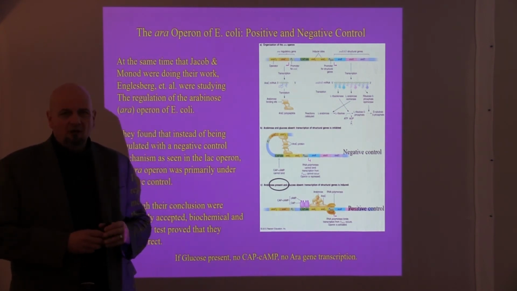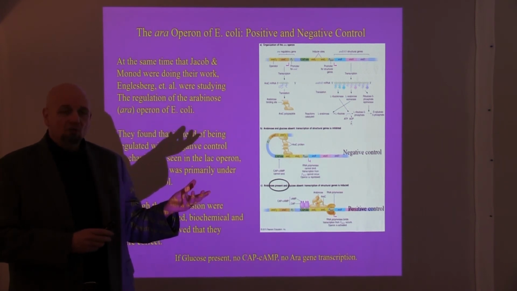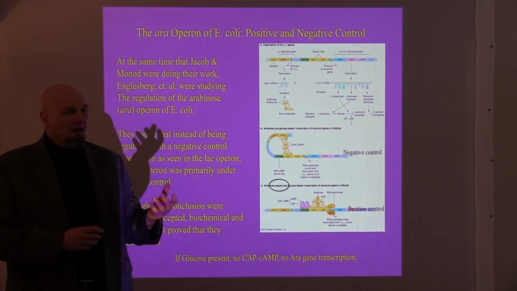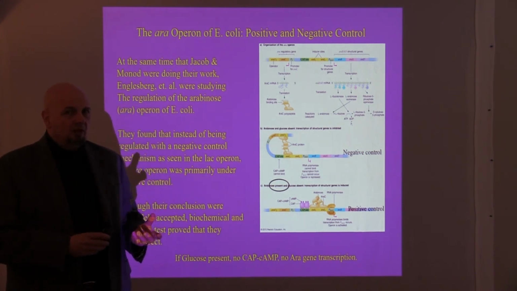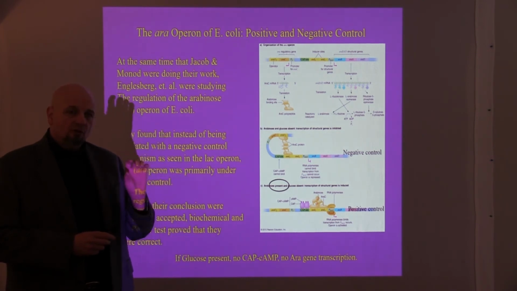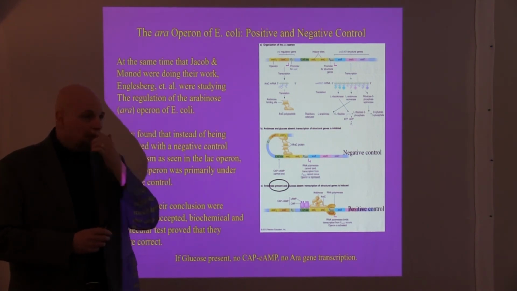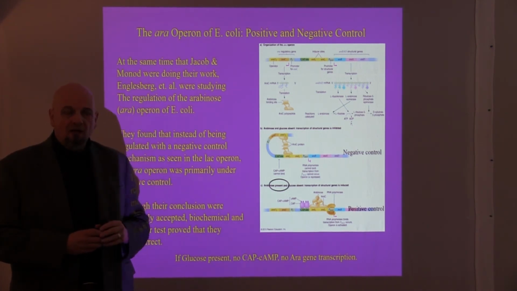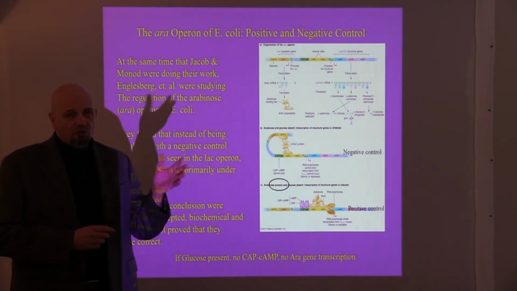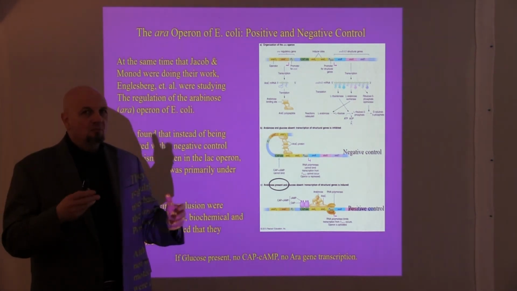About the same time, another group was looking at another sugar and how it's being utilized by bacteria. It's called arabinose. They pointed out that in their particular system, instead of being primarily negative control, their system was turned on by a positive control system, which was contrary to everything that was being pointed out by Jacob and Monod and some of the other scientists. So it wasn't well received, but over time it's been well received.